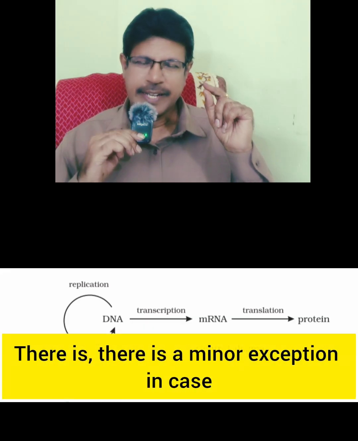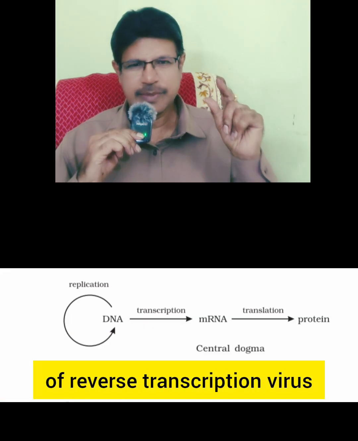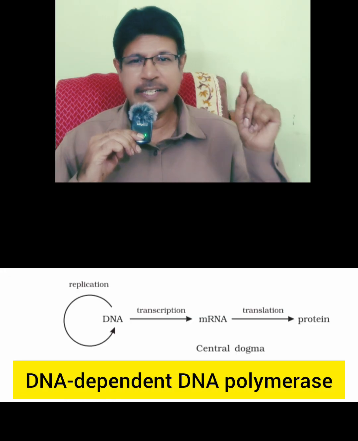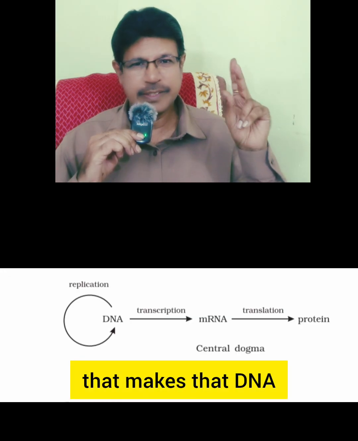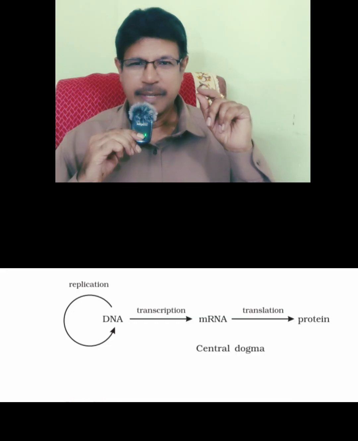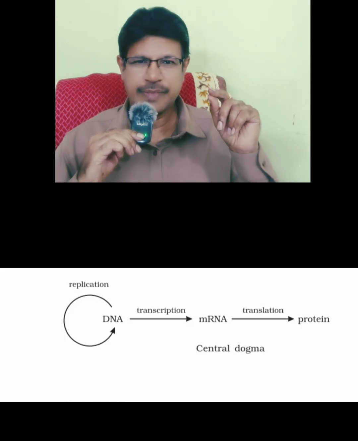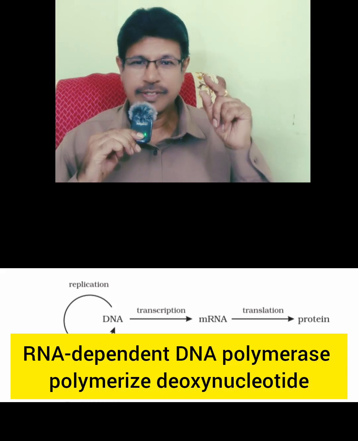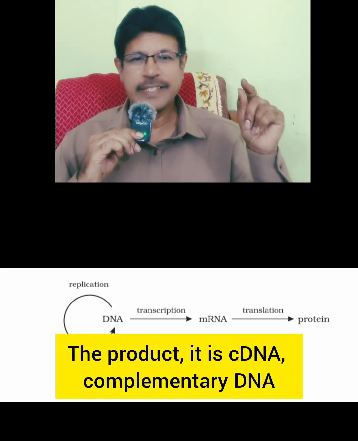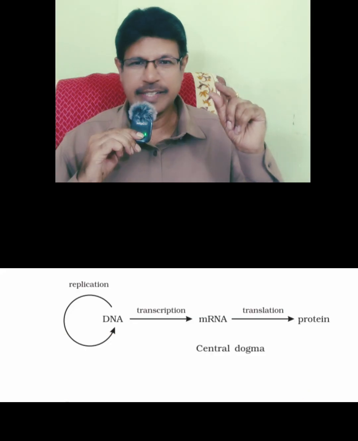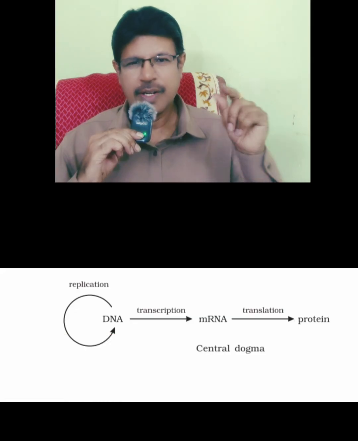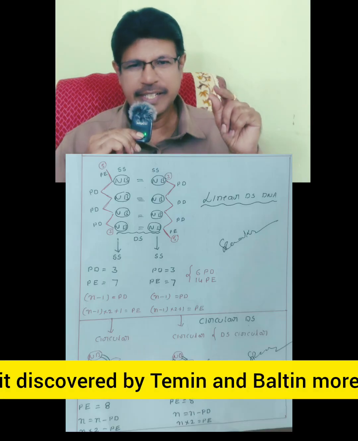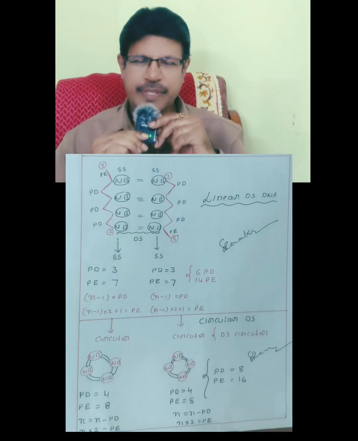There is a minor exception in the case of reverse transcription virus. As in the case of DNA replication, DNA dependent DNA polymerase makes that DNA. But in this reverse transcription, RNA dependent DNA polymerase uses deoxynucleotides, and the product is cDNA, complementary DNA. That is called reverse transcription, also called Teminism, after it was discovered by Temin and Baltimore.